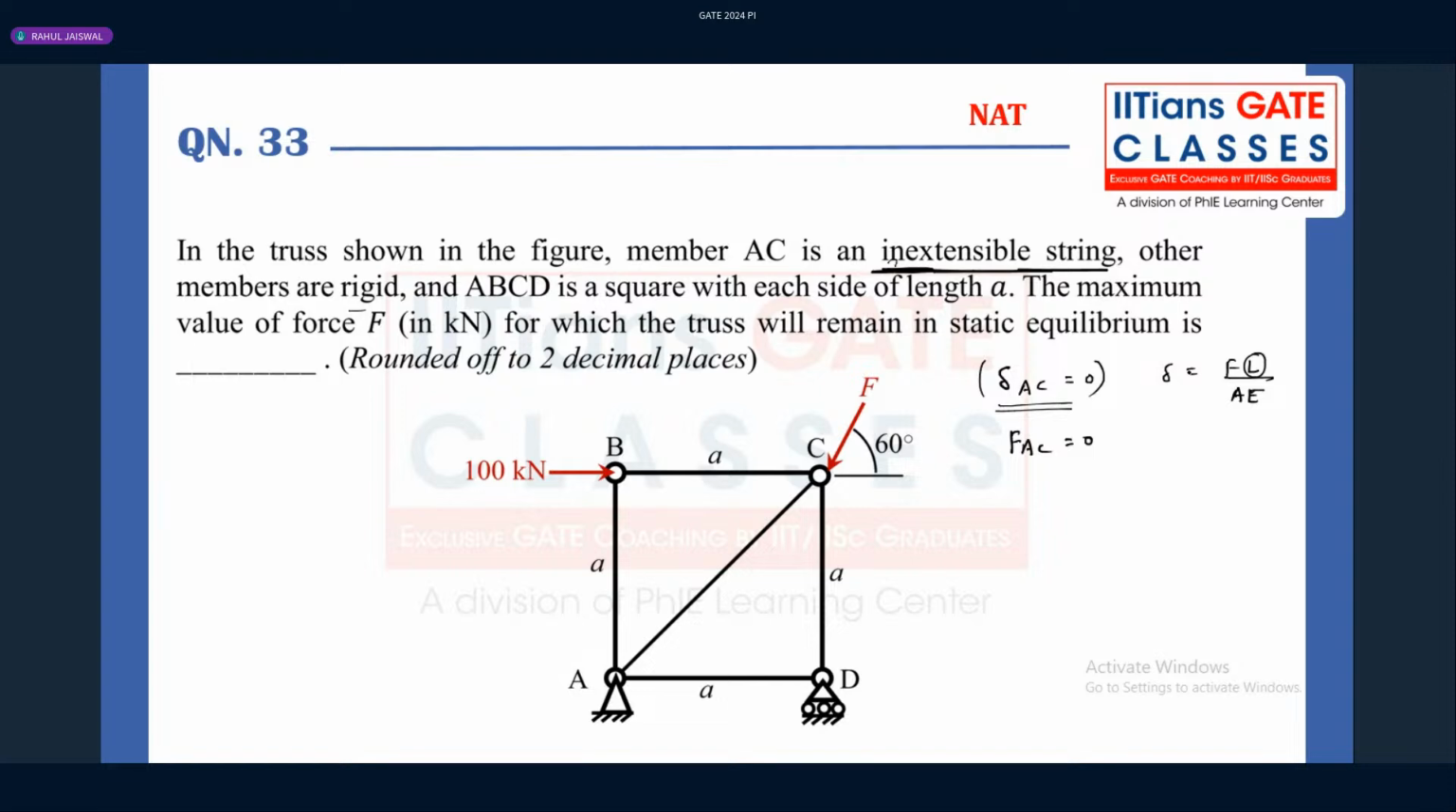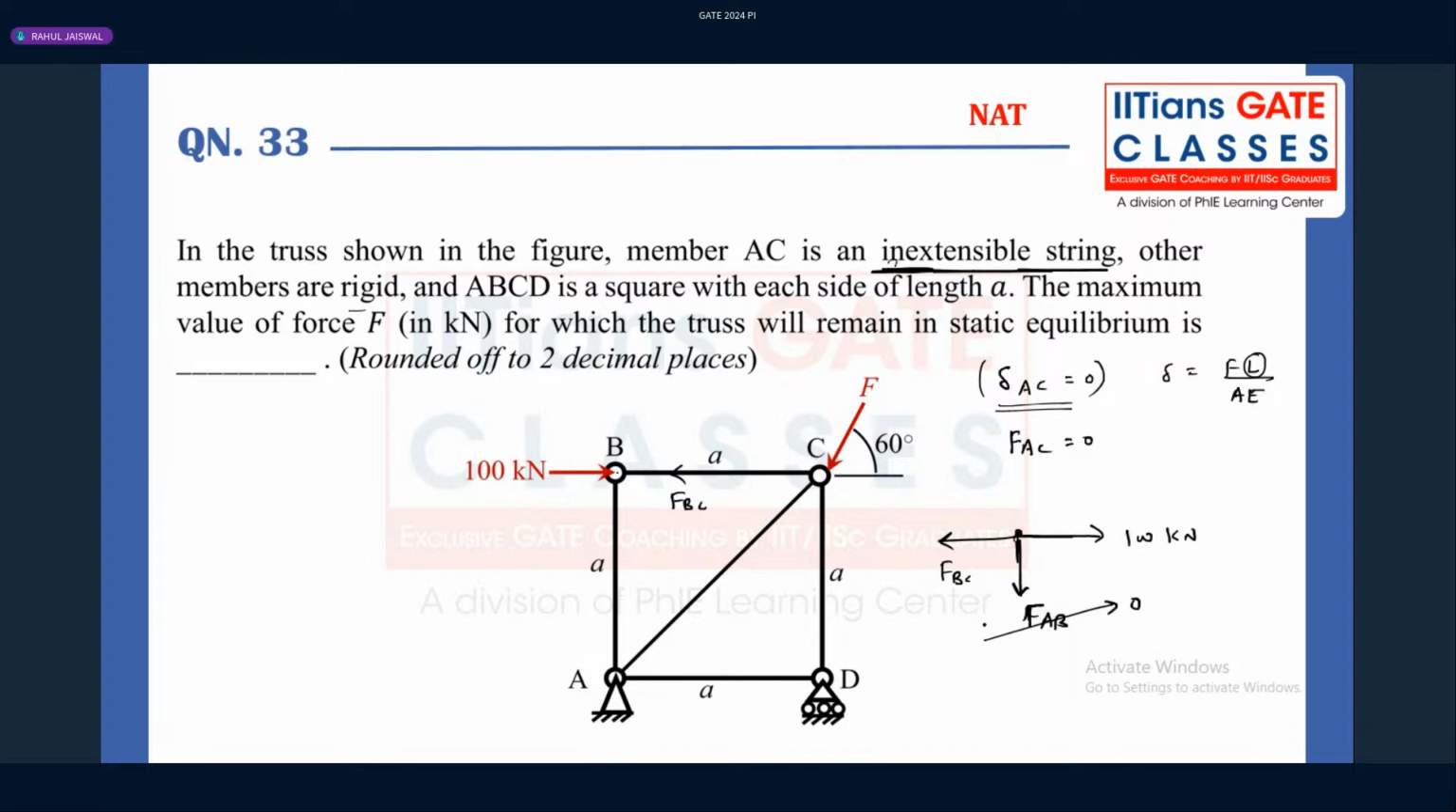Moving on to the next thing. At a joint, how many forces are acting, guys? At the point B, there is a force of 100 kilonewton, and there is a force in the member BC, which will try to push the joint B in this direction, and there is a force, for example, in AB. Whenever three forces are acting at any joint, and two of the forces are acting in the same direction, the force in the third member will always be zero.